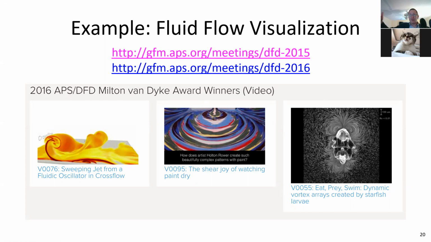We can look at how particles flow, and we can look at how paint dries, for example, it's simulating paint drying, or we can simulate an air jet, sweeping jet for fluid oscillation and cross flow over an airplane wing, or this one is starfish larvae and how they eat things, so what their prey is, I guess, and how they swim.